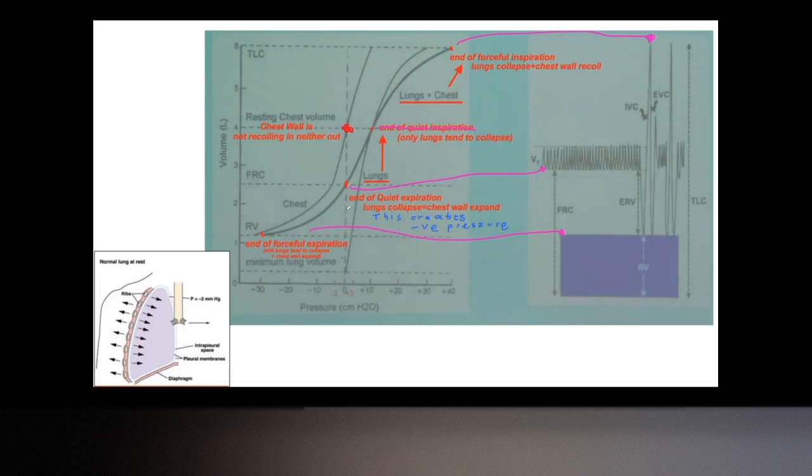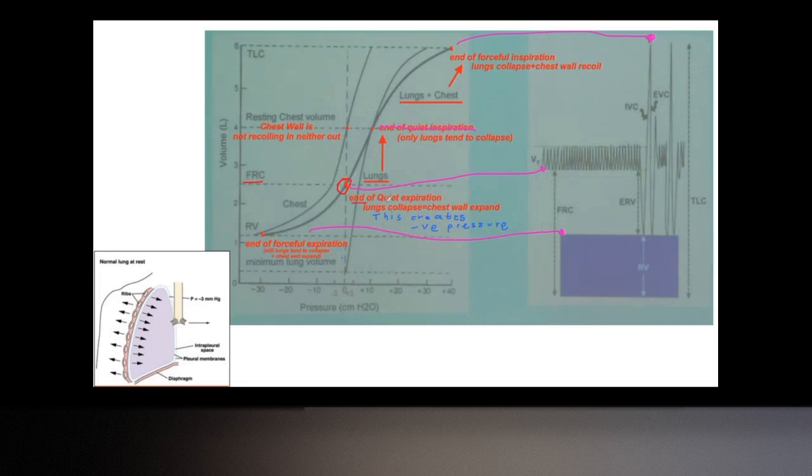This point over here is the point where the lungs do not want to go either in or out, and it is actually the minimum lung volume, completely collapsed lungs. So when you have completely collapsed lungs, for example, in pneumothorax, you have zero pressure. The zero pressure is where the lungs don't want to go anywhere and the chest doesn't want to go anywhere. If you put them together, they create this point over here, which is the functional residual capacity, where the lungs and the chest don't want to go anywhere.